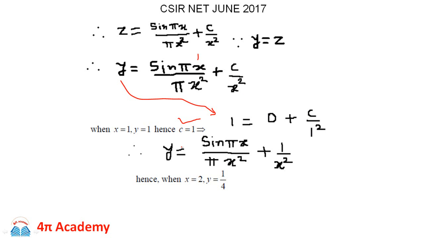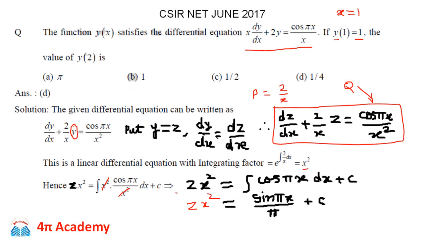So now let us write the solution again. So we get now the final solution as y is equal to sin pi x upon pi into x square plus 1 upon x square, because this value of c is 1. Now we have been asked in our problem to find out the value of y of 2. It means that you have to find out the value of y when you substitute x as 2.